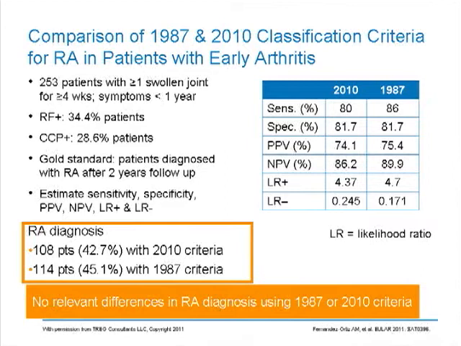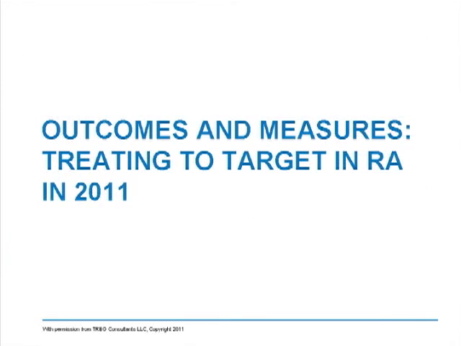And if you look at the table, you can see that the sensitivity, specificity, positive predictive value, negative predictive value, positive likelihood ratio, and negative likelihood ratio were all similar. In these patients, about 43% of patients were diagnosed with RA by the 2010 criteria and 45% by the 1987 criteria. So the conclusion of the authors was that there were no relevant differences in RA diagnosis using either criteria. Well, let's move on to outcomes and measures and treating to target in rheumatoid arthritis in 2011.